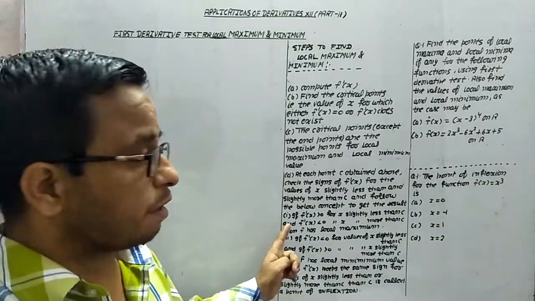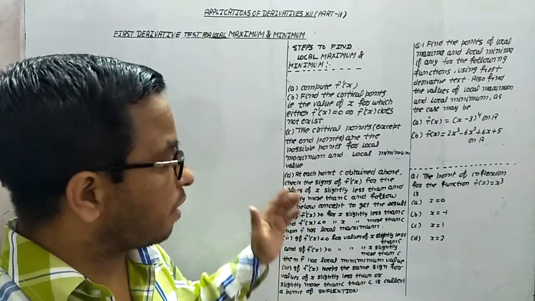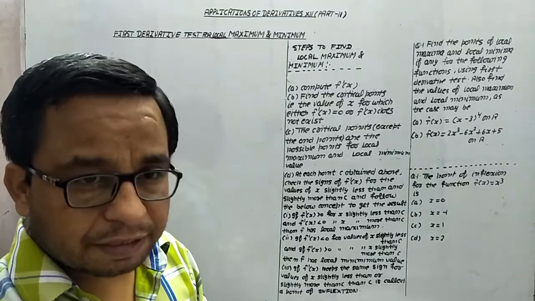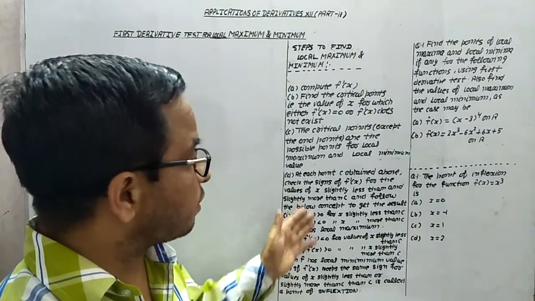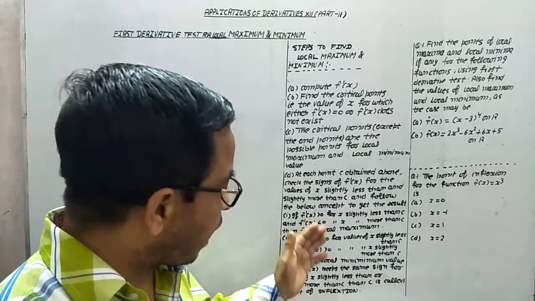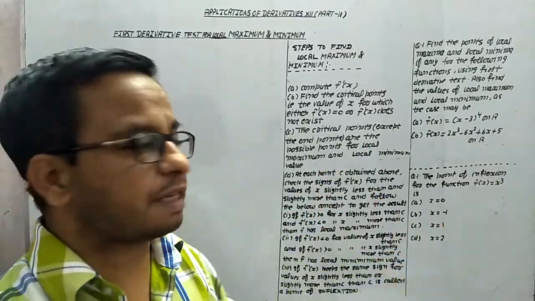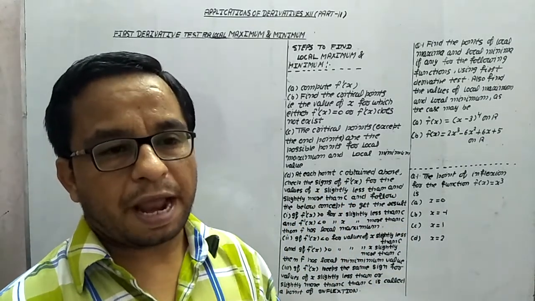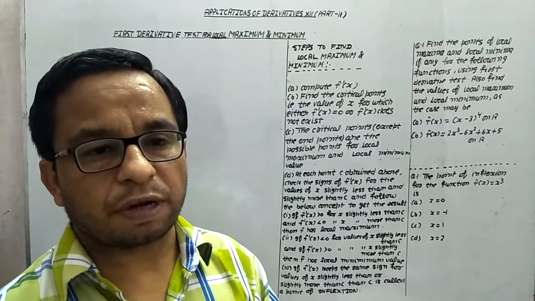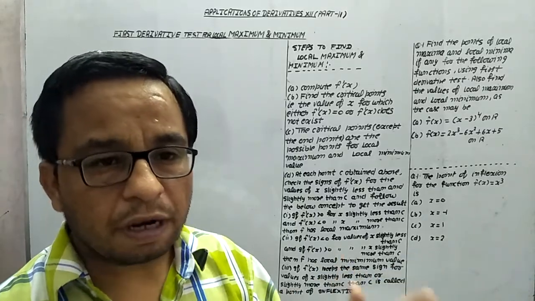What is the first point? If f dash x is greater than 0 for x slightly less than C, and f dash x is less than 0 for x slightly more than C, then we will say f has a local maximum. And this point C is known as the point of local maximum.